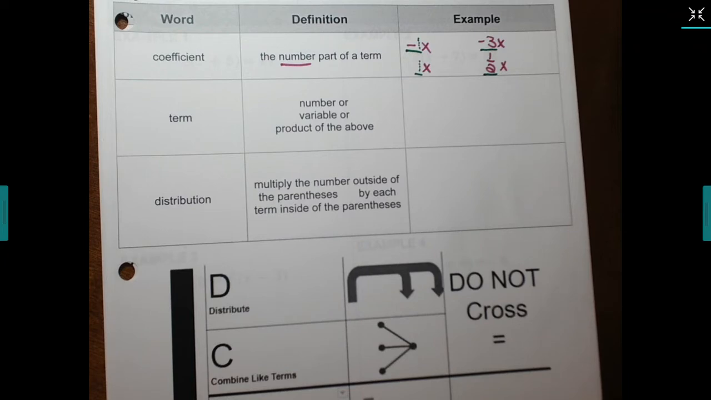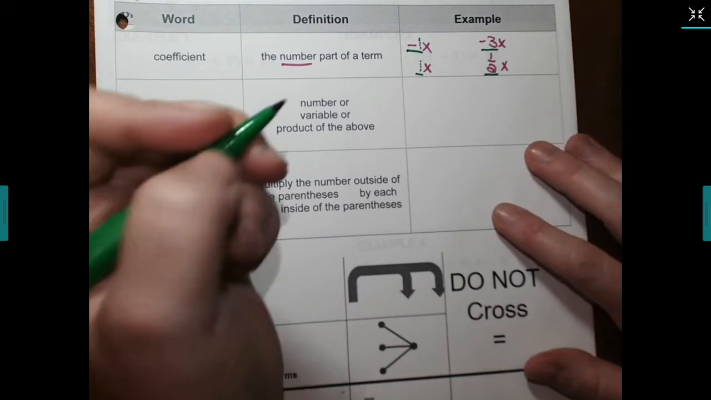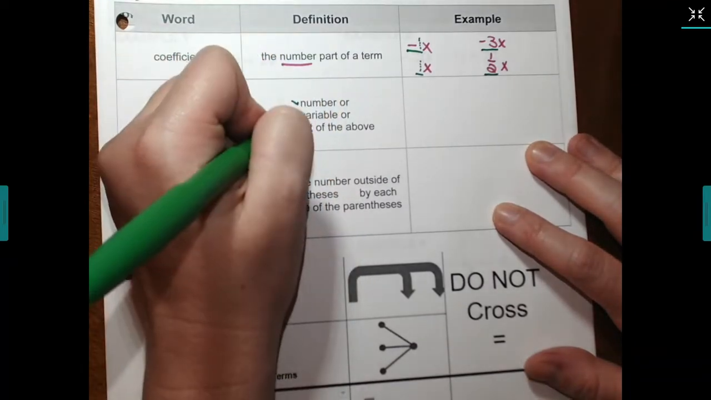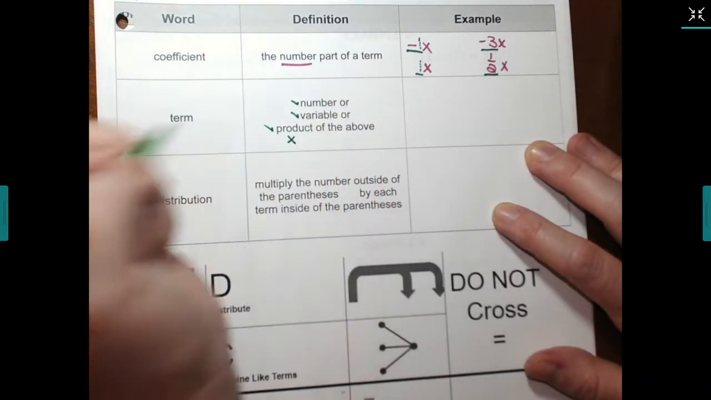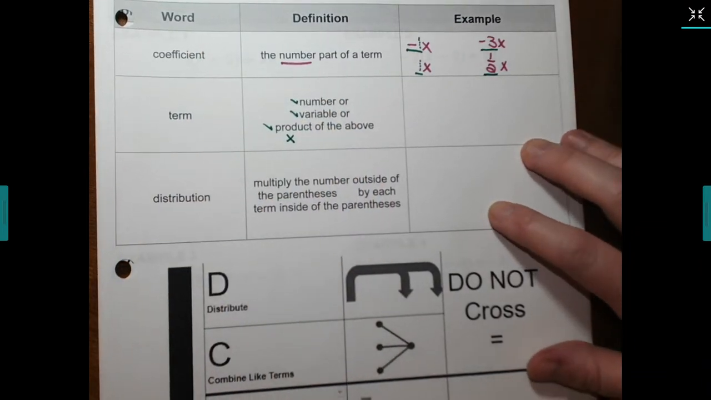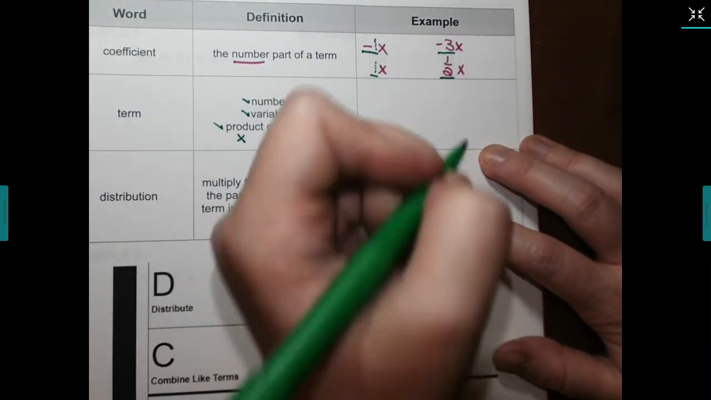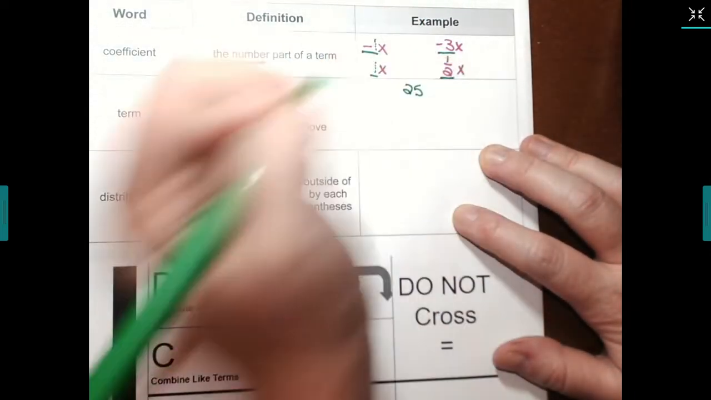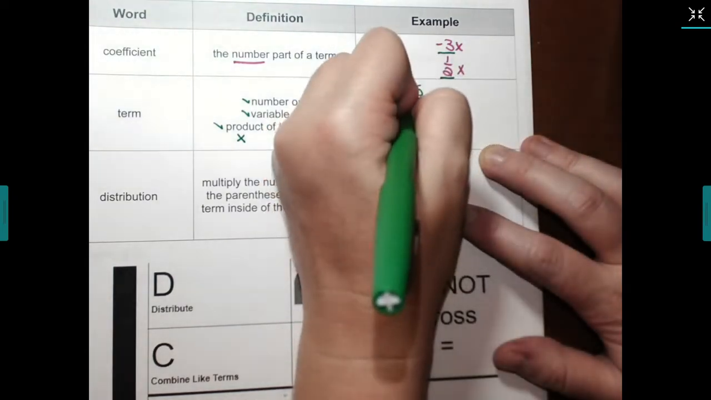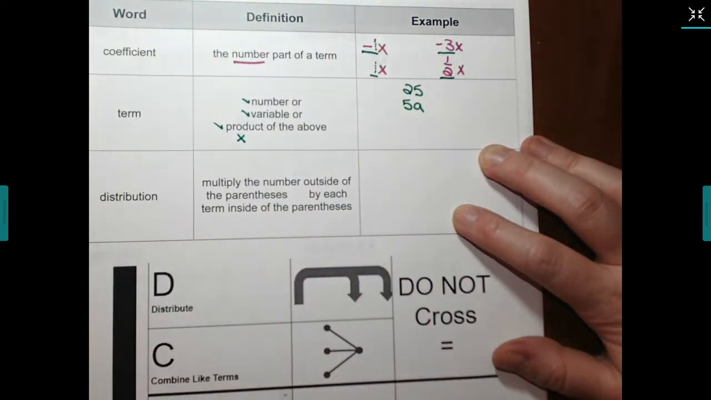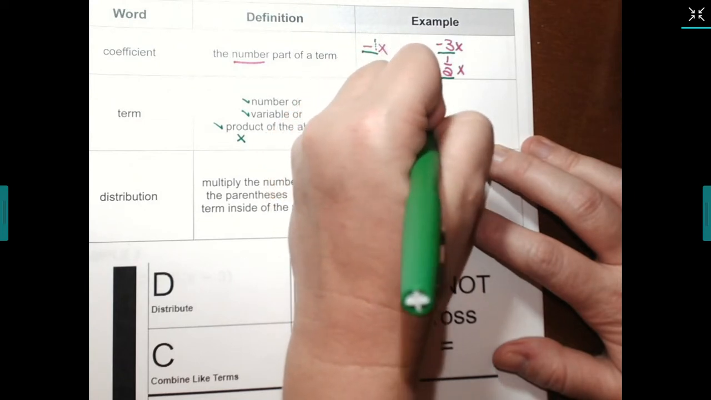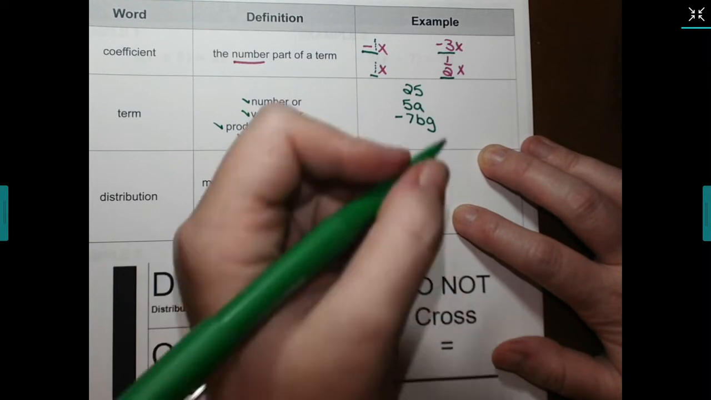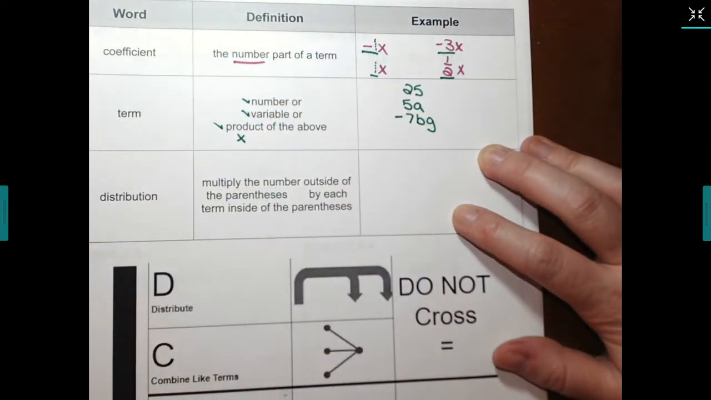We also have terms, which we've talked about a little bit. A term is a number or variable or product of the above. Remember, when we're talking about products, we're talking about multiplication. Okay. Some examples of terms are 25. That's just a plain old number. 5a. Remember, that means 5 times a. Negative 7bg. Yep, that can be one because it means negative 7 times b times g.